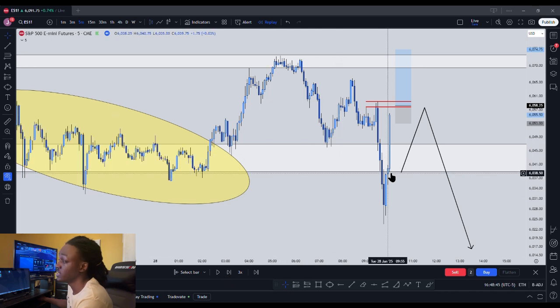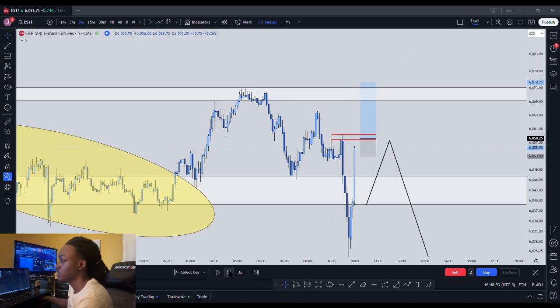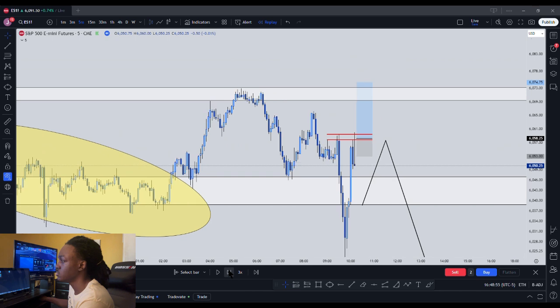And then boom. Now, I'm not gonna lie, maybe them 57 points were worth it after this move right here, but I think this was news. Yeah, it was news. We had consumer confidence. Okay, so let's go one more. All right, now I could have done a break and retest, but it did not get to that zone.